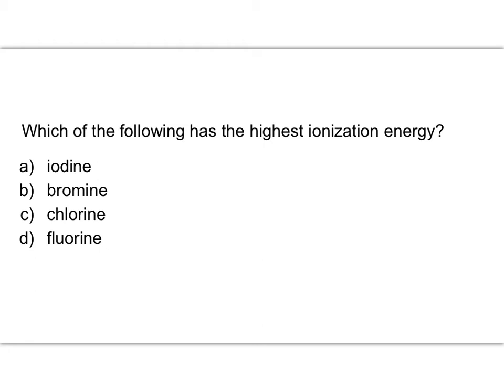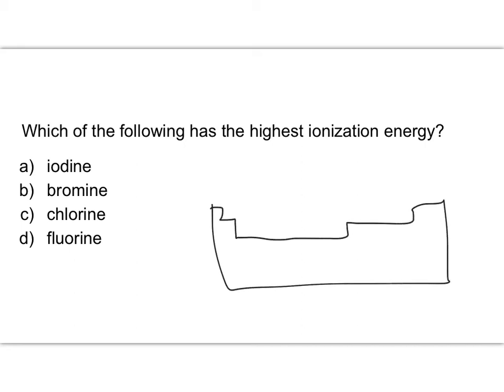Okay, which of these has the highest ionization energy? This is another trend on the periodic table. So a general rule is that ionization energy increases as you go up and to the right. The only sort of trick to this is, sorry, this ionization energy does include the noble gases. So the highest one would be the top, highest up and to the right.